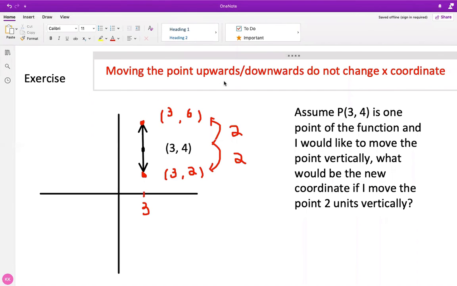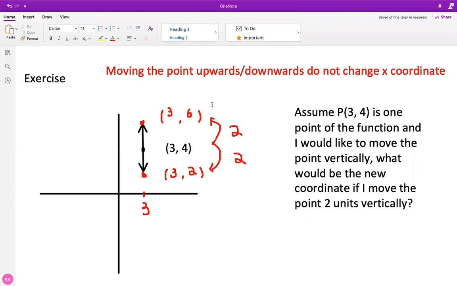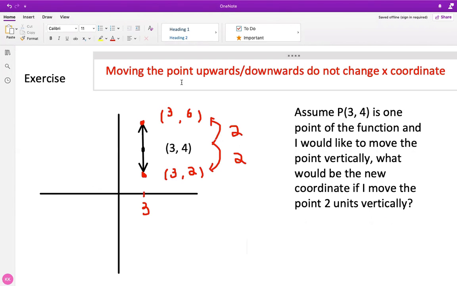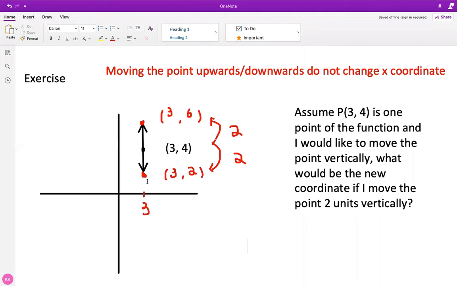The purpose of showing you this exercise is to let you know that moving the points upwards and downwards does not change the x coordinate. When I move this point upwards or downwards, it didn't change the x coordinate. Basically the y coordinate will change, depending on how many units I'm moving. If I'm moving 2 units, I just add 2 to 4 and subtract 2 from 4.